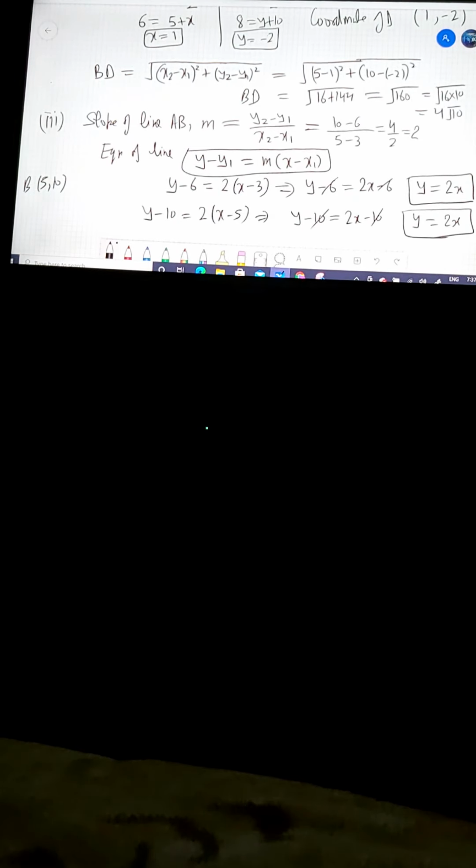Okay, so very good question, and it has been asked in boards, and mostly you will find that the questions which are 4 marker will test you for section formula, midpoint, equation of line. So practice this one yourself, go through the solution and then try to do it yourself.